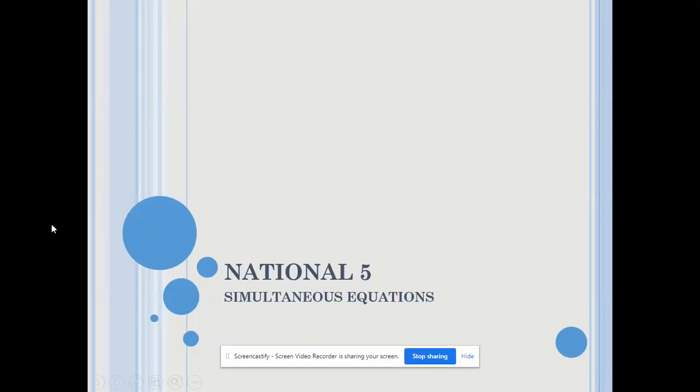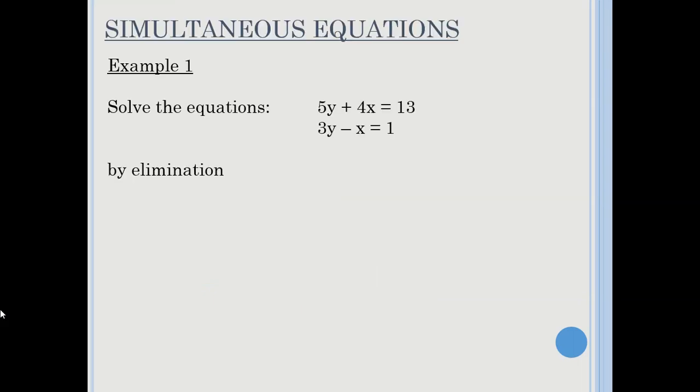Hi guys, Mr. Gillen here, and during this video we are going to continue on with simultaneous equations and solving through a process of elimination. However, we're going to look at more complex examples. So, if we look at equation 5y plus 4x equals 13 and 3y subtract x equals 1, we want to solve these equations by elimination.